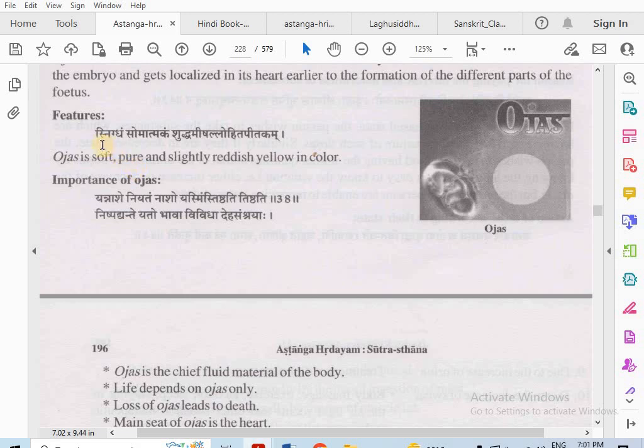Just a second. Here, dear students, you shouldn't take snigdham as soft. Snigdham is very unctuous. Somatmakam you should take as very soft. And then shuddham is very pure. And then ishat lohitam. If you read, this word looks like ending with la, but actually it is ending with dental ta. Ishat means slightly, a little bit. Lohita means reddish, and pita means yellow. So slightly reddish yellow, lohita pitakam. Slightly reddish yellow in color.